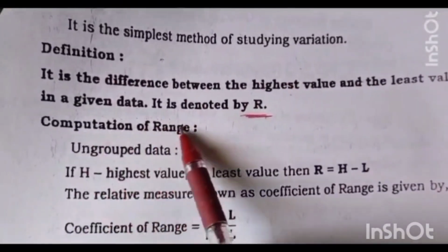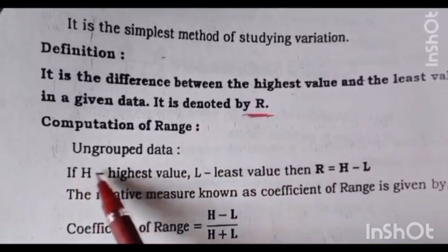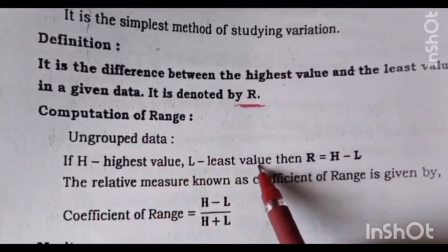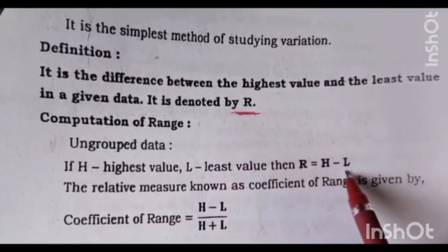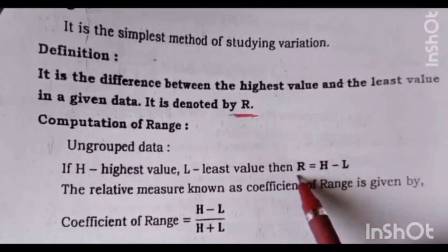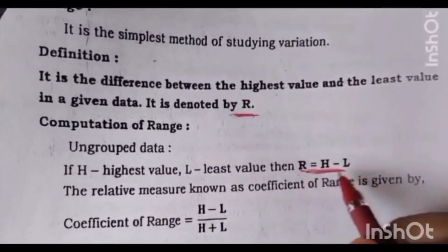Then computation of range. For ungrouped data, if H is the highest value and L is the least value, then R can be written as R is equal to H minus L. That is, H is the highest value minus L is the least value. So this is the formula for range.